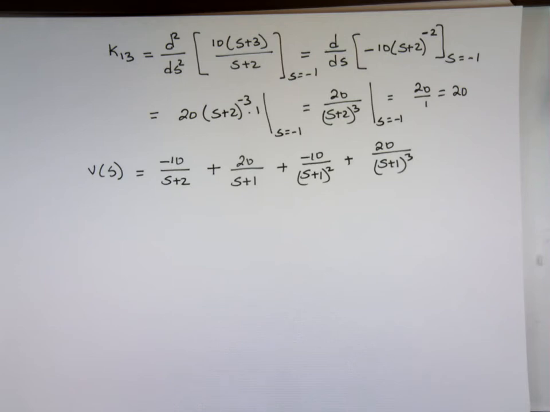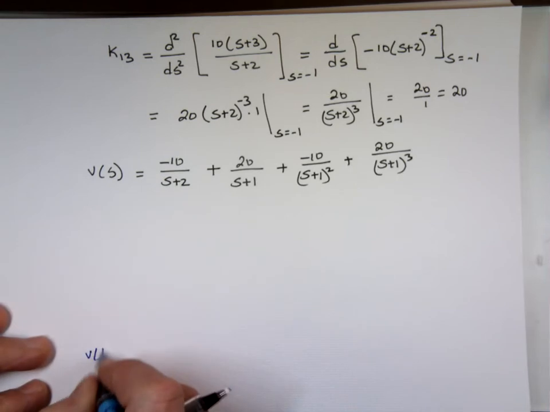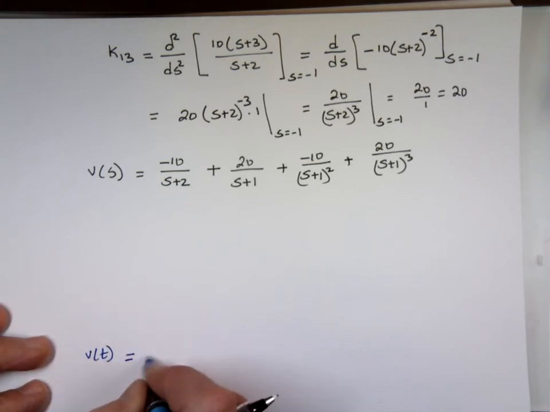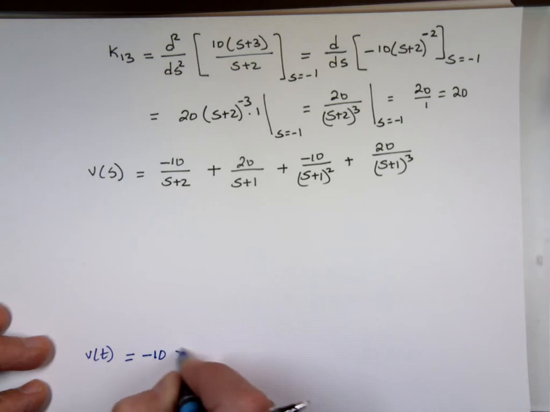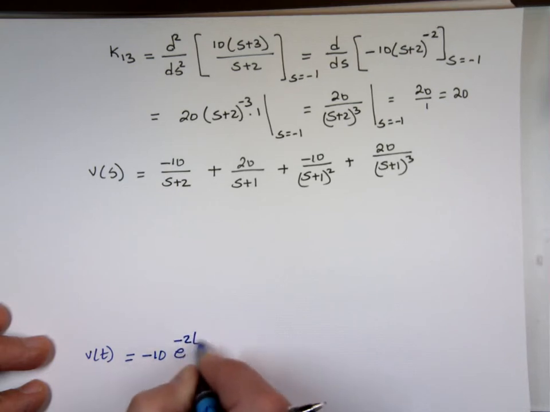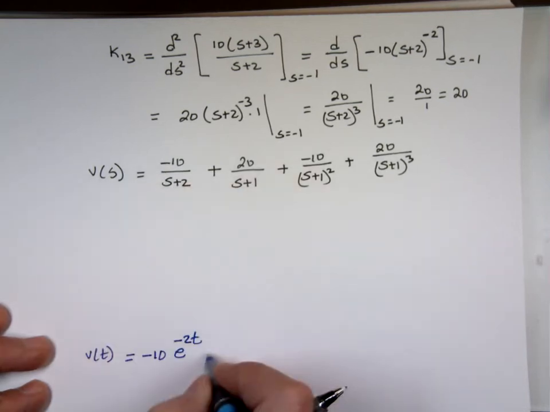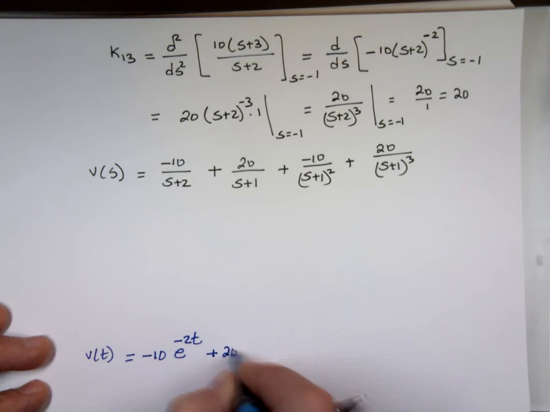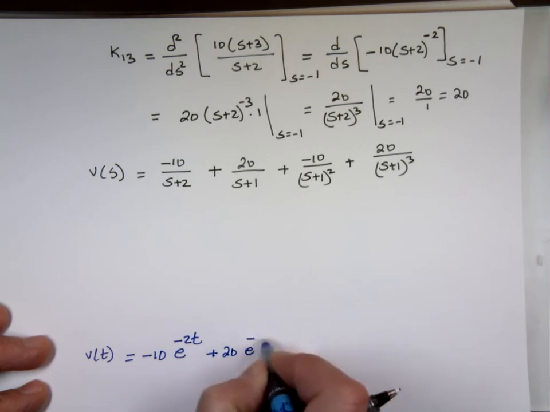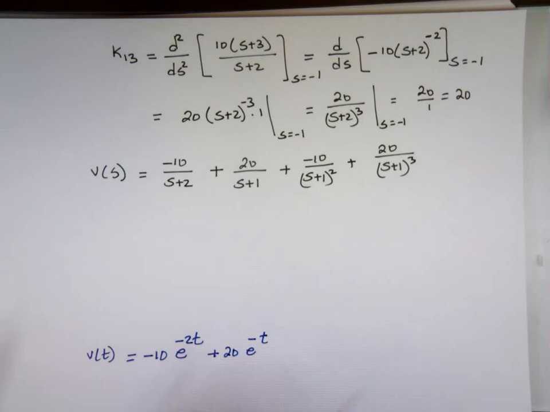Now we got to find the inverse Laplace. Well, the first two, the inverse Laplace is straightforward. What's the first two? What's v of t? Isn't that negative 10 e to the minus 2t? That's this one. The other one is what? 20 e to the minus t. Now the other two are a little bit tricky.